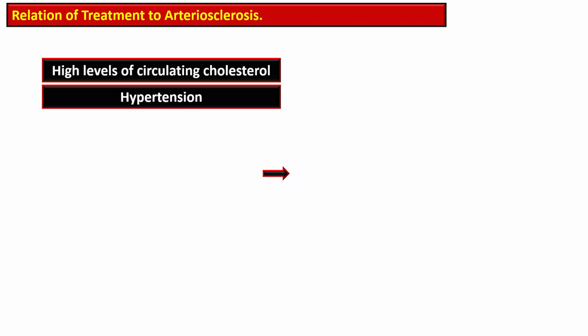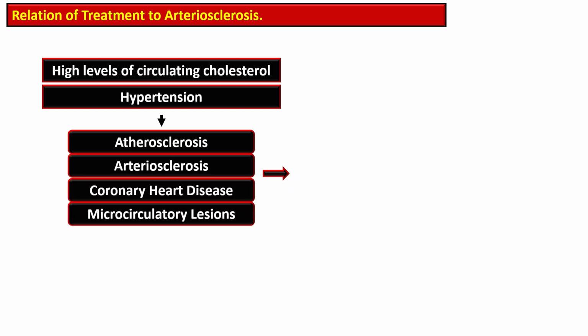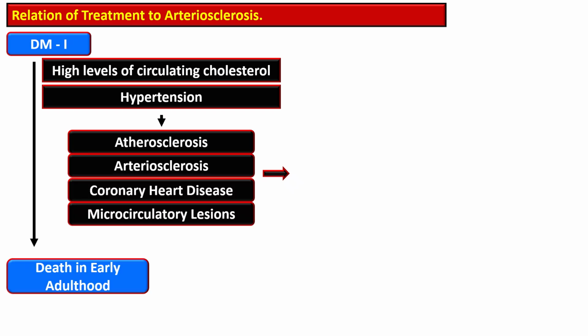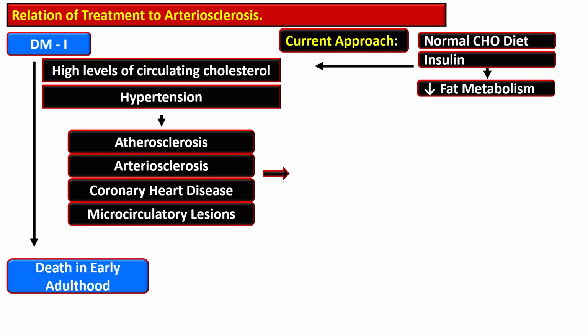Diabetic patients are prone to atherosclerosis, arteriosclerosis, severe coronary diseases, and microcirculatory lesions due to hypertension that is common in diabetes, and elevated circulating cholesterol and lipids caused by abnormal fat metabolism. So, this is one of the reasons of early death in type 1 diabetes mellitus.